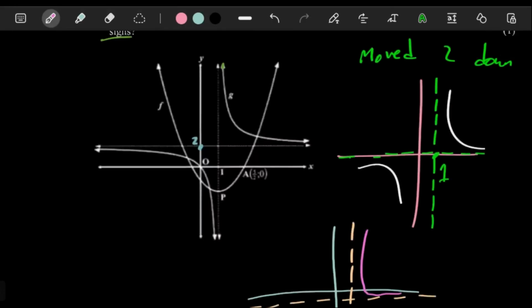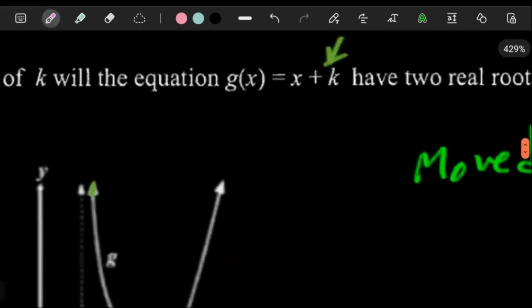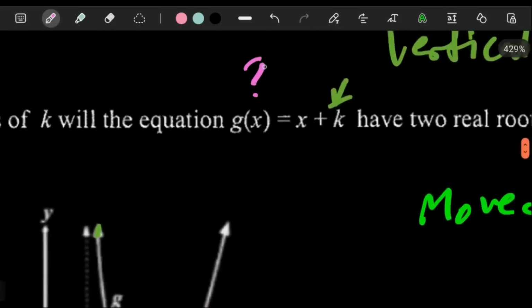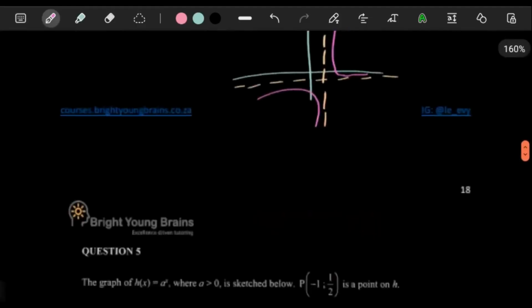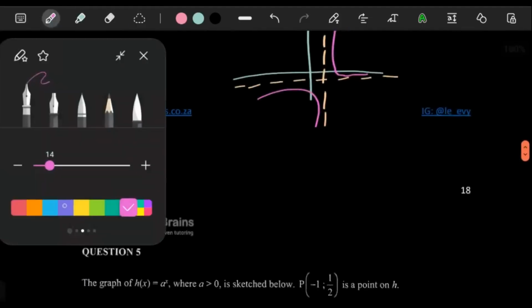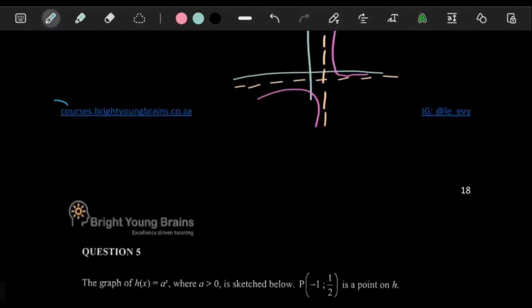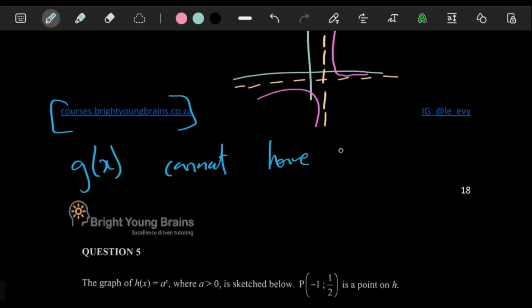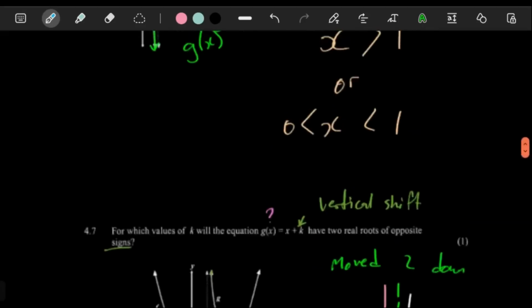So there's something wrong with this question. I think they meant G. I would put a question mark here. Logically speaking, G cannot have two roots. So there's something wrong with the question for this one. G of x cannot have two roots. There's an error with this question.